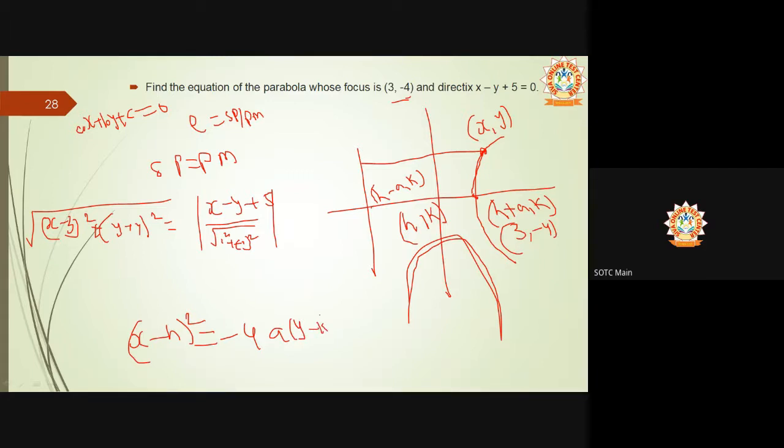I will tell you directly how to say this. Focus 3 comma minus 4 means this focus is lying in the fourth quadrant definitely, because x is positive and y is negative here, yes or no? So maybe this is lying here. From this you can say x minus h whole square is equal to minus 4a into y minus k. So just from the focus you can estimate the position. After the answer comes, you can change it according to the option. But the basic procedure is this: from this you need to calculate the equation.